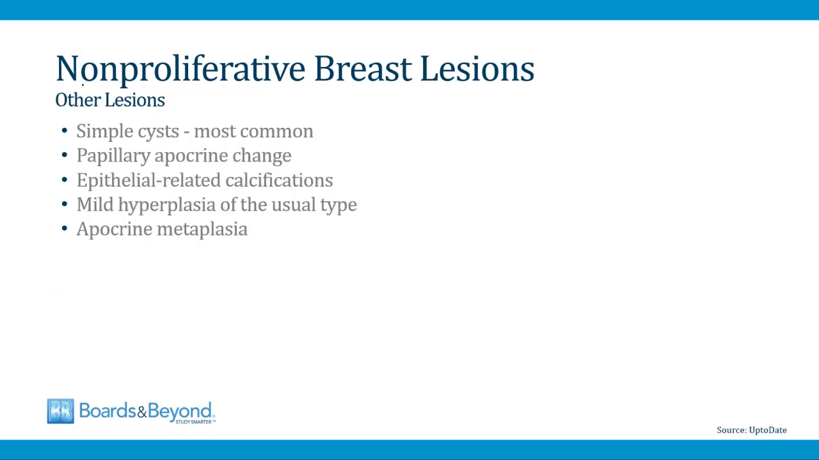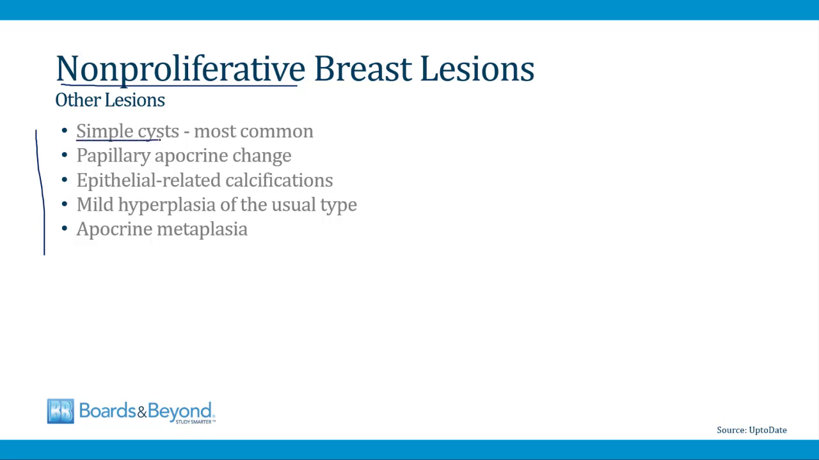Besides fibrocystic changes, there are a number of other non-proliferative breast lesions, and I've listed the important ones on this slide. Just like fibrocystic changes, none of the conditions on this slide are malignant, they're all benign, and none of these are associated with an increased risk of breast cancer. This means that if you discover one of the lesions on this slide in a woman with a breast lesion, her risk of breast cancer has not increased because she has one of these things present.